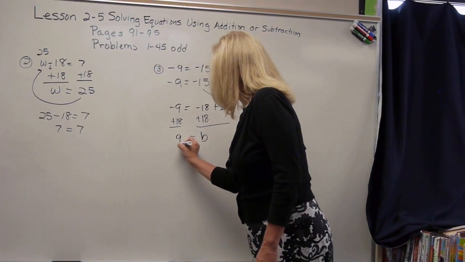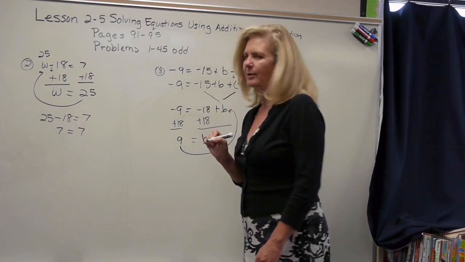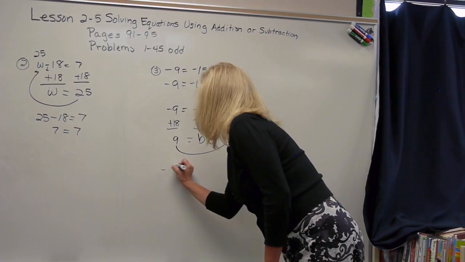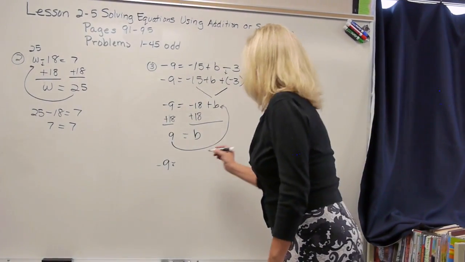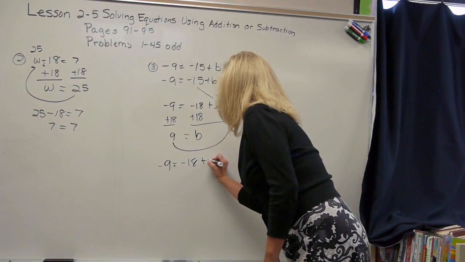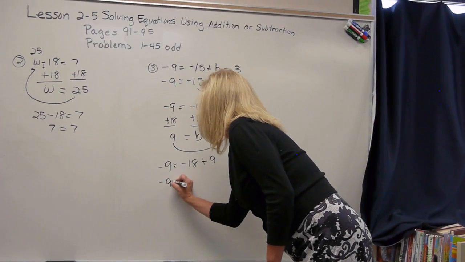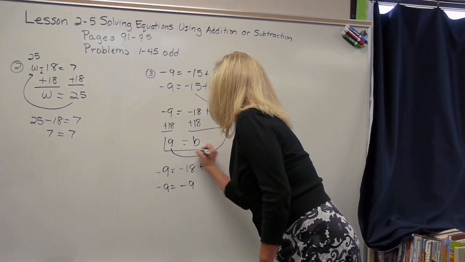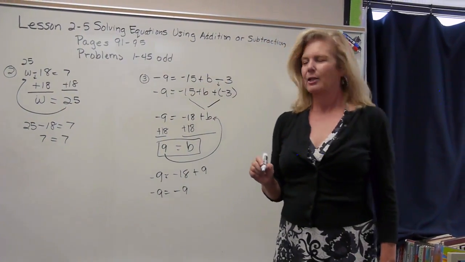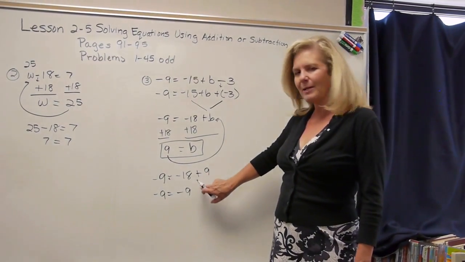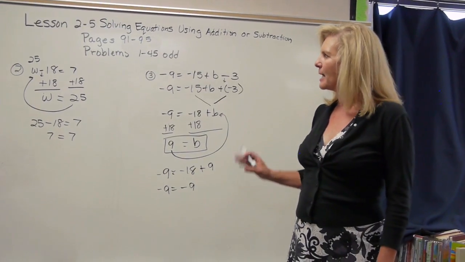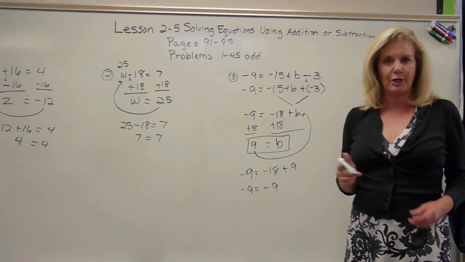So I'm going to substitute 9 in for the -b. So this side equals -9, that means this side has to equal -9. So -18 plus 9, -9 equals -9. I know that must be correct. So the one step you don't want to miss is the check, because that always guarantees that your answer is correct. These are the types of problems that you're going to have today.